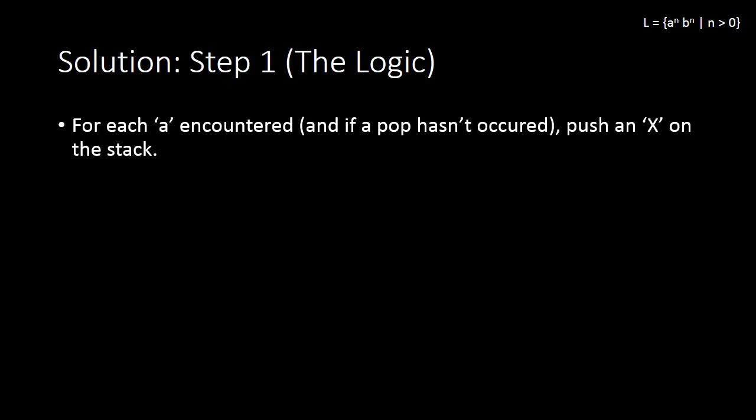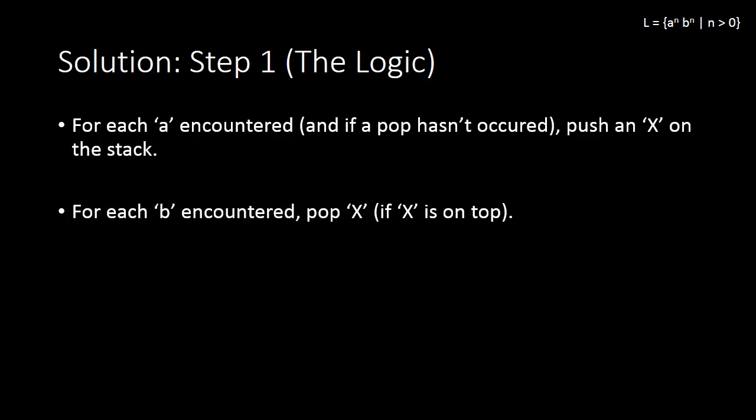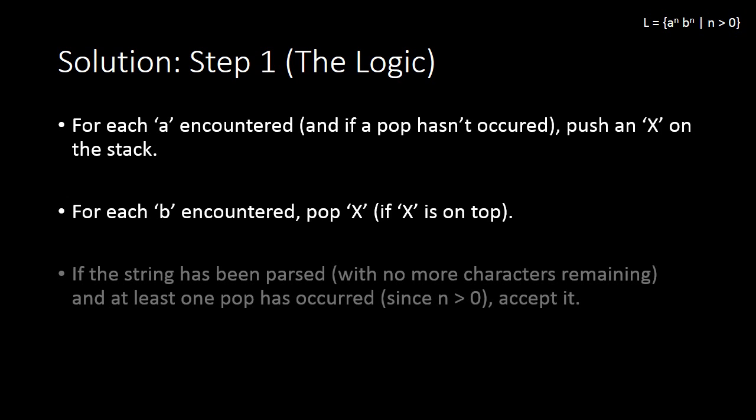X is our stack symbol, and a pop should not occur at first, because first all A's occur and then all B's occur for a valid string. For each B encountered, pop X if X is on top. X has to be on top because first all A's occur and then all B's occur. If X is not on top, that means our string is invalid.